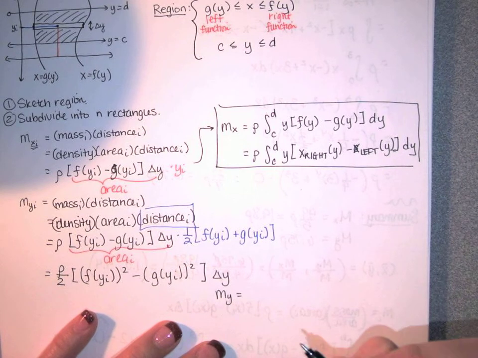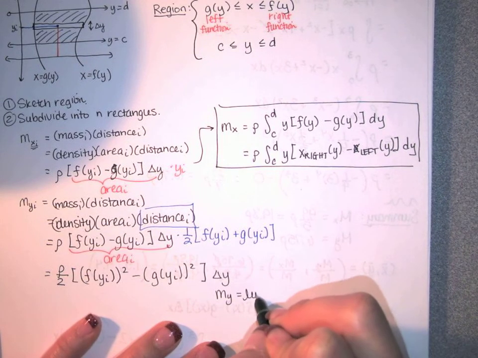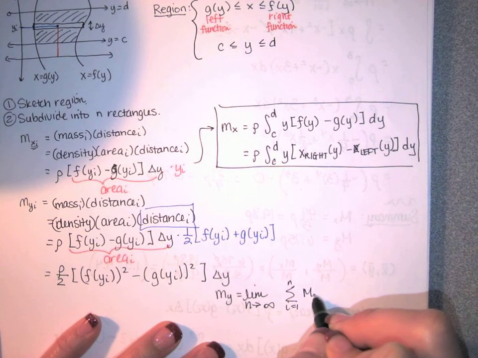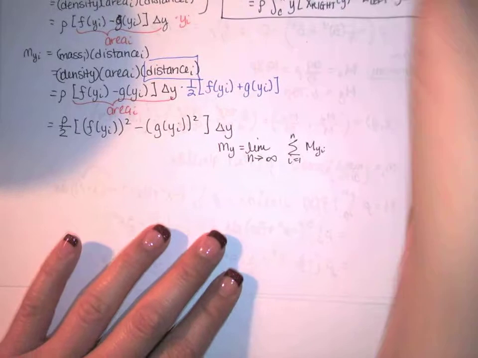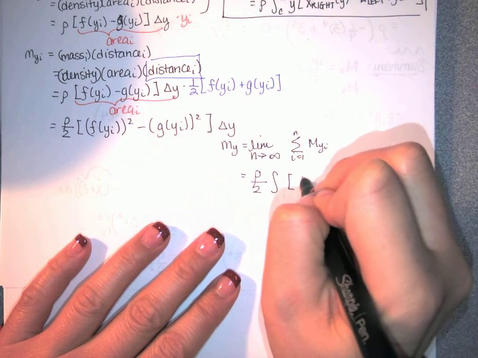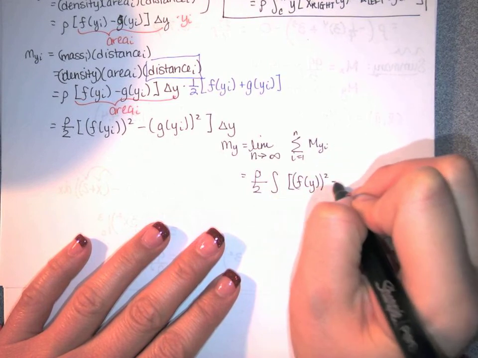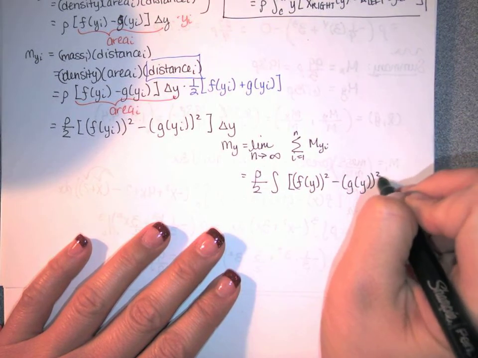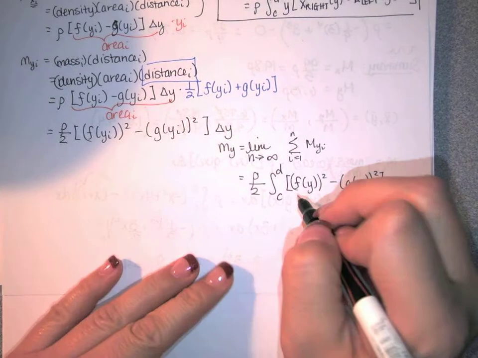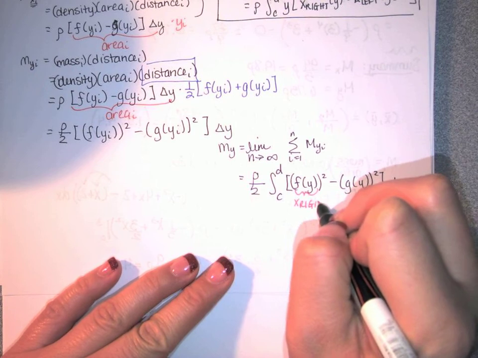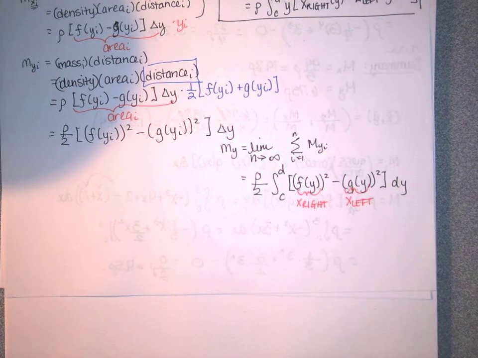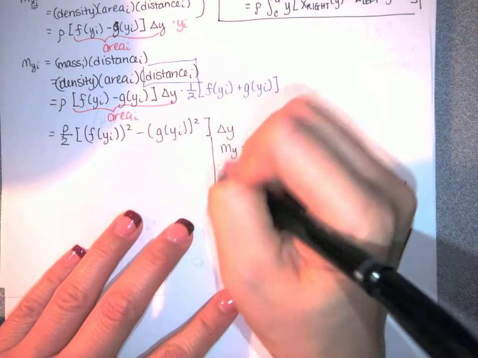And then the moment about the y-axis is I add all of these up for all n rectangles and take the limit as the number of rectangles goes to infinity. And we get this. Rho over 2 times the integral of f of y squared minus g of y squared dy, and we're integrating from c to d. Now f of y is the x on the right. It's your right function. And g of y is x on the left as a function of y. So those are our moments.